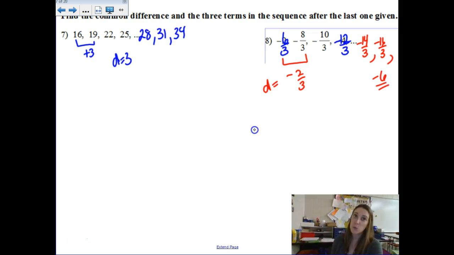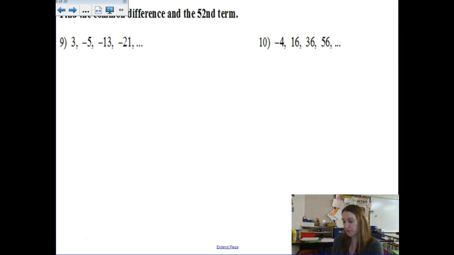When they want the next 3 terms, of course these go on forever, so hopefully they don't make me do anything too crazy. Oh, like this one. Find the common difference, and then magically figure out the 52nd term. Okay, so there's a couple ways we can do this. We can be very formulaic and use the formula to find the 52nd term, which is not a bad way to do it. And then some kids just think really hard.